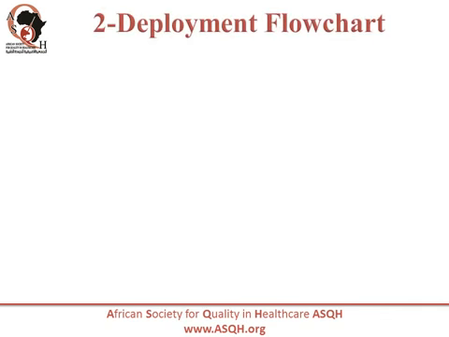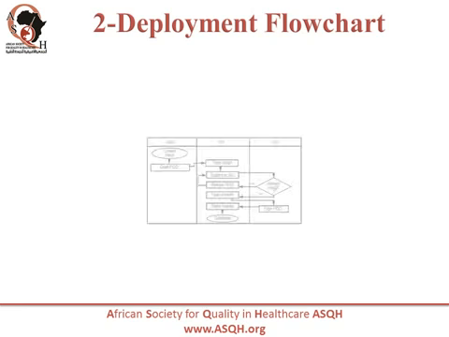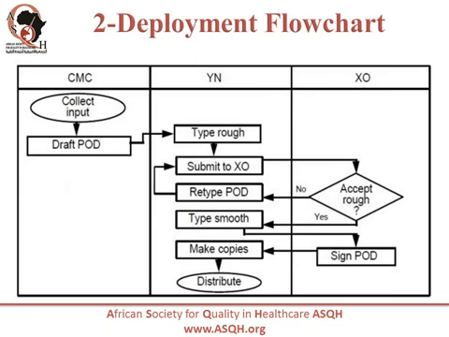Second type is the deployment flowchart. A deployment flowchart shows the actual process flow, with horizontal lines that define customer-supplier relationships, and identifies the people or groups involved at each step. This type of chart shows where the people or groups fit into the process sequence and how they relate to one another throughout the process.